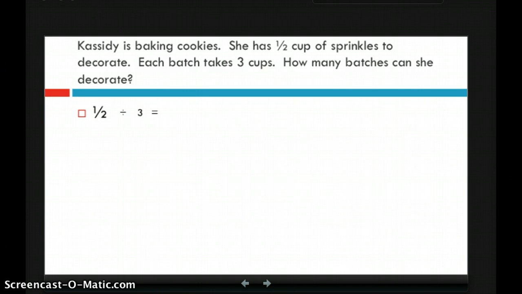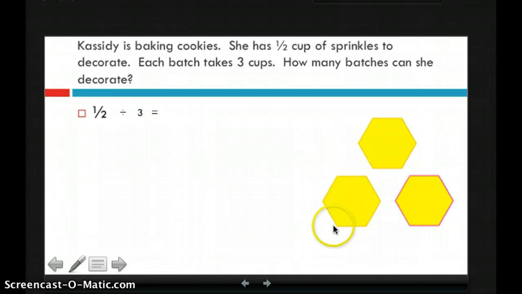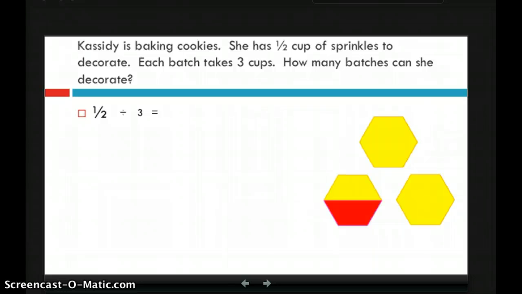Now let's use the pattern blocks. We have 3 whole cups that we would need to bake one batch. This means 3 cups is our whole. 1, 2, 3. But we only have half of a cup. That is represented by the red. Let's see how many halves are in 3. Cut each piece in half and then count. 1, 2, 3, 4, 5, and 6.